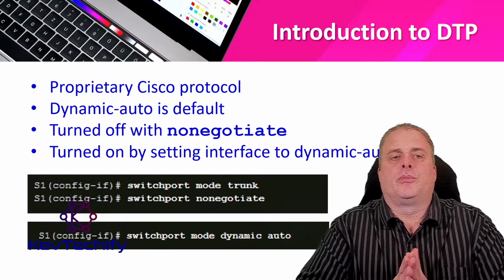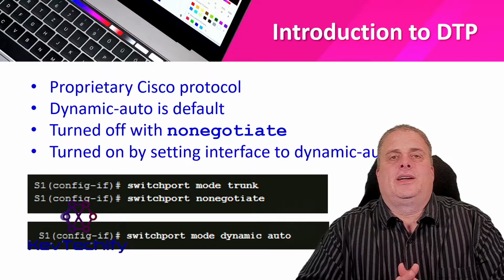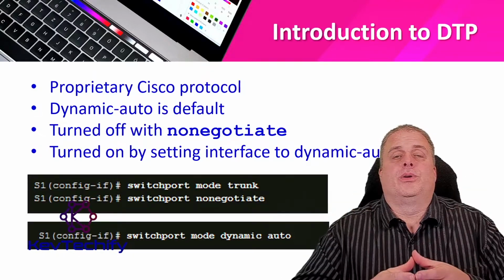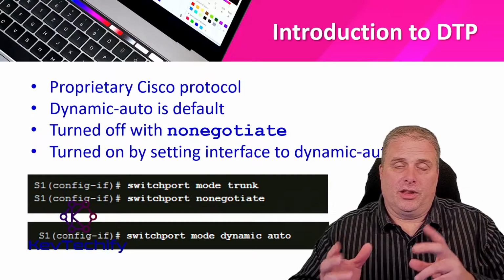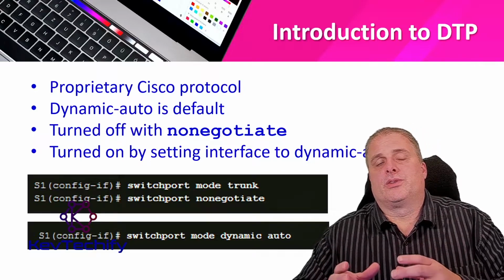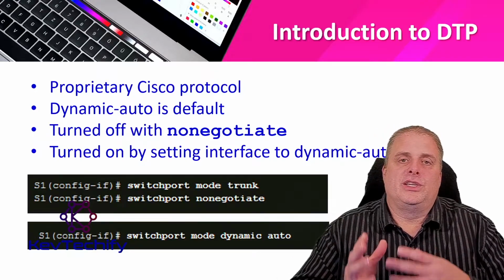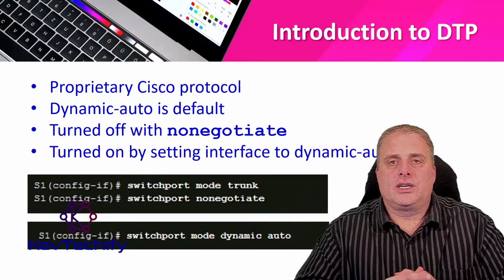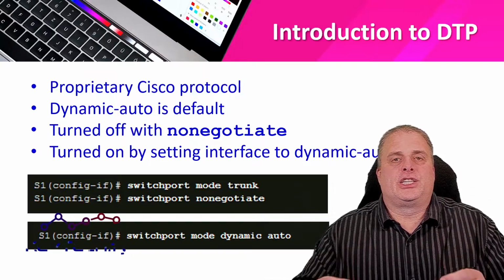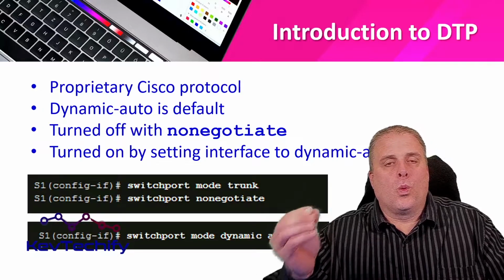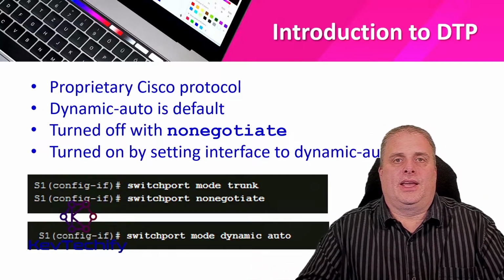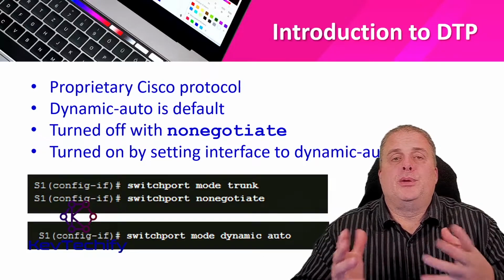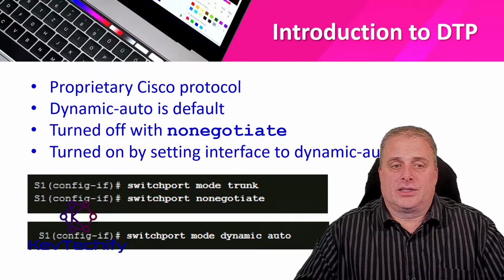DTP, Dynamic Trunking Protocol, is a proprietary Cisco protocol. All Cisco devices support DTP. If another company wants to use it, they have to pay Cisco a licensing fee. Most companies don't use it. What this does is it negotiates the connection between one end and the other end of that cable. And there are some advantages, but a lot of times people don't necessarily take care of this.